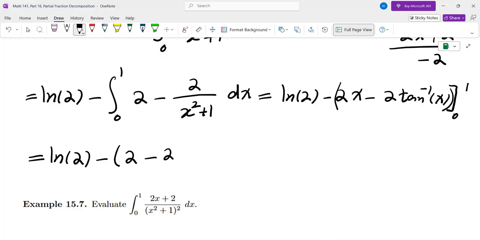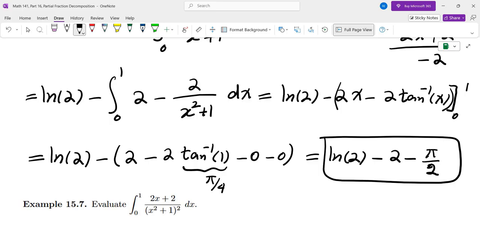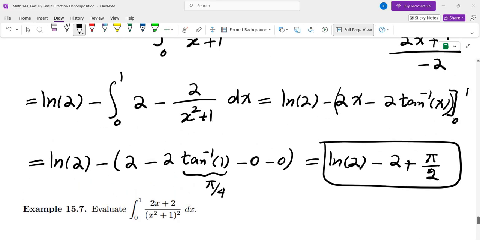We get 2 minus 2 tan inverse of 1. We're going to plug in 0. We get 0 and 0. So this would be natural log of 2 minus 2 minus tangent inverse of 1 is pi over 4. So that would be minus pi over 2. And this would be the final answer to this problem. Or rather, plus pi over 2, because there's two negative signs here.